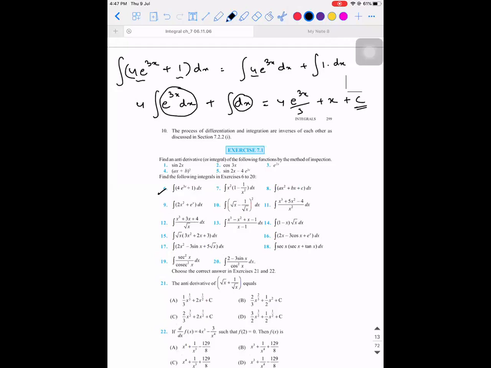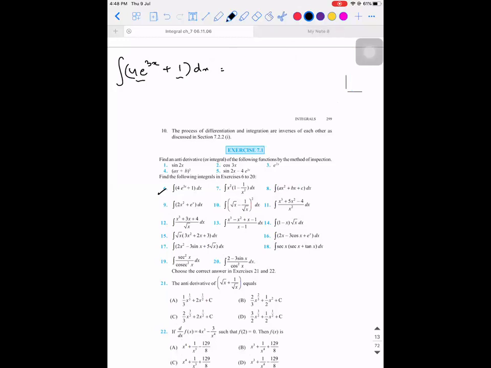Now, integral of x square into 1 minus 1 by x square dx. So what you do is multiply the x square inside. X cube by 3 minus x plus c. Yes. So if there is anyone who didn't understand, please let me know. I'll explain it.